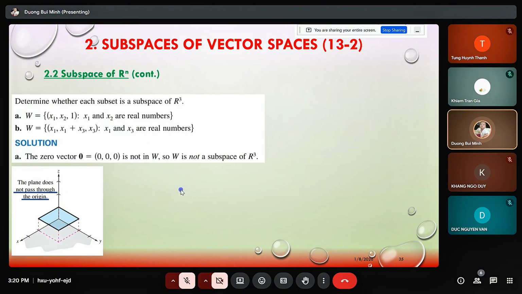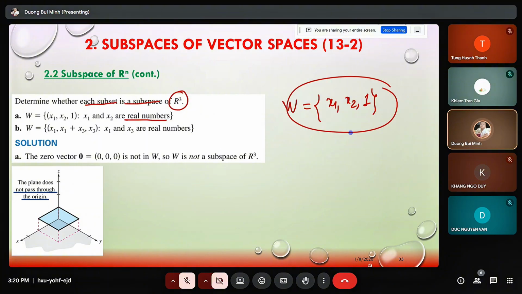Okay. So continue. Determine whether each set is a subspace of R3. Okay. Now we have this set with x1, x2, and 1, where x1 and x2 are real numbers. This one is not a subspace. W is not a subspace of R3.